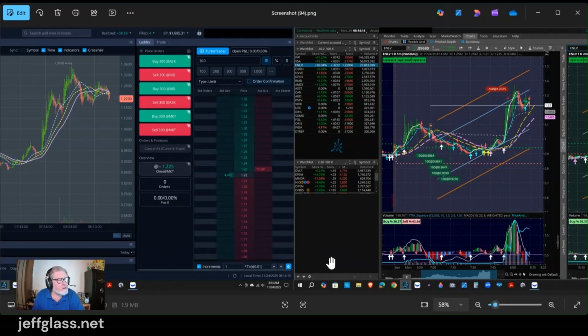But on Webull, right there is the current trade. See, $1.22. It's a different color. So that's pretty much all I pay attention to on the Webull trading ladder.